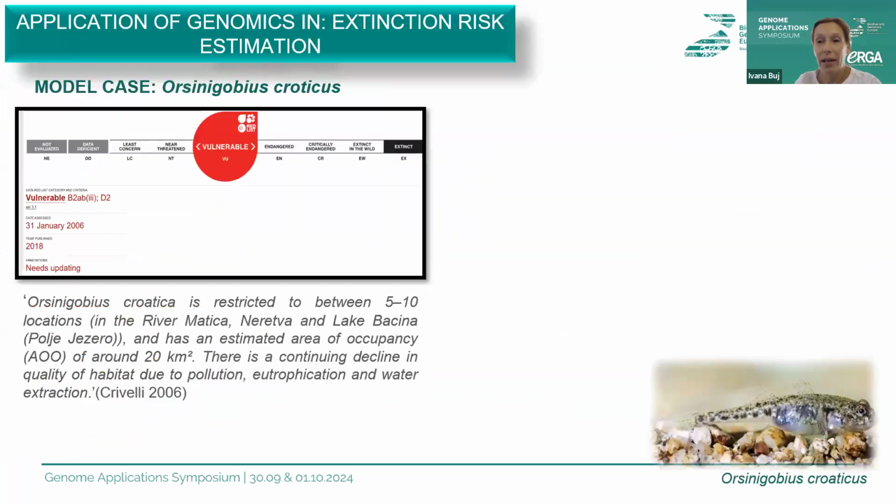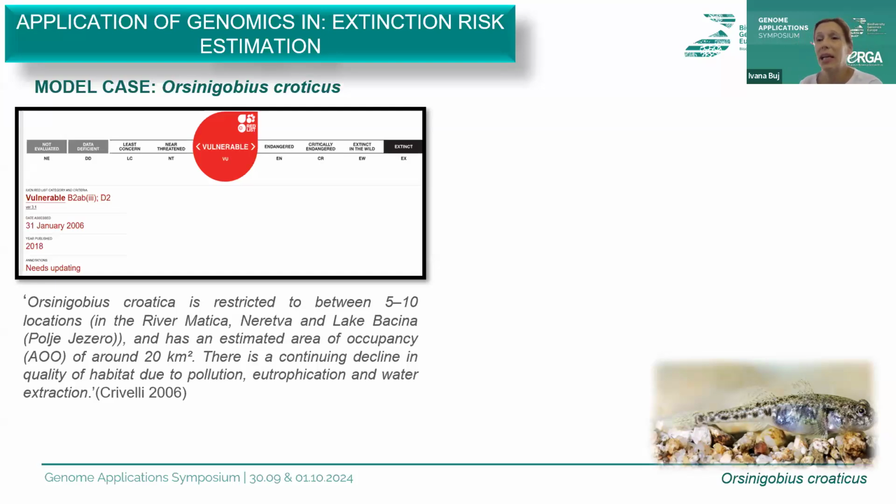And the example is, of course, this small endemic fish that is one of the fishes that we focus on in our case study under BGE. So it is Orsinigobius croaticus, Neretva dwarf goby, very restricted distribution range. We find it highly endangered. So I will just run you through how some of these documents were applied concretely on this species.